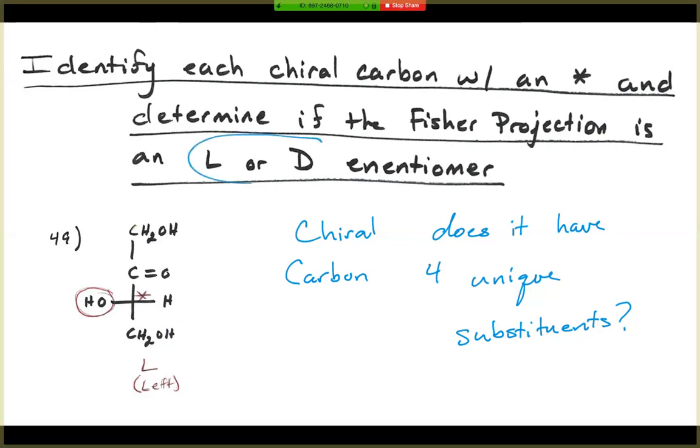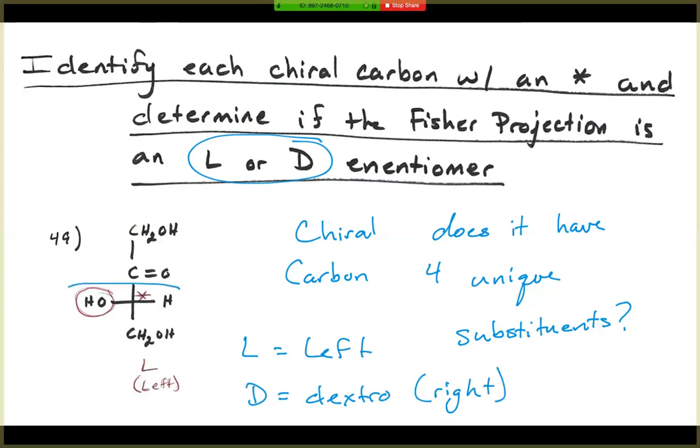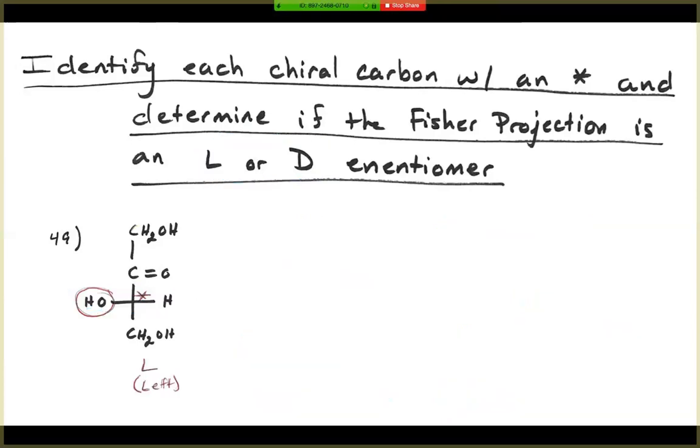The last part is asking L or D enantiomer. Remember, L stands for left. D is dextro, which is Latin for right. All you need to do is look at the bottom chiral carbon. That hydroxyl group, the OH, is pointed to the left. It is an L enantiomer. And it's always the bottom one, right?